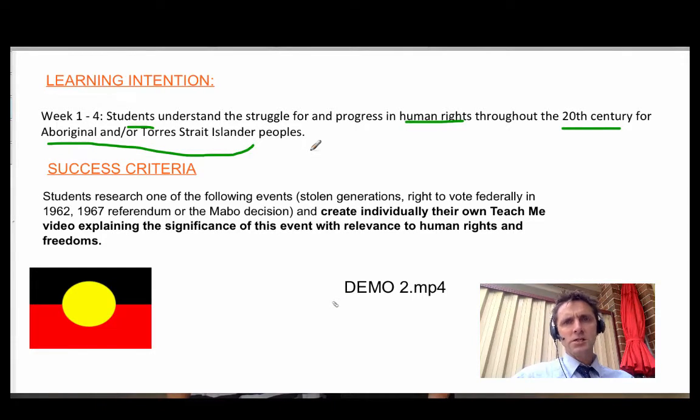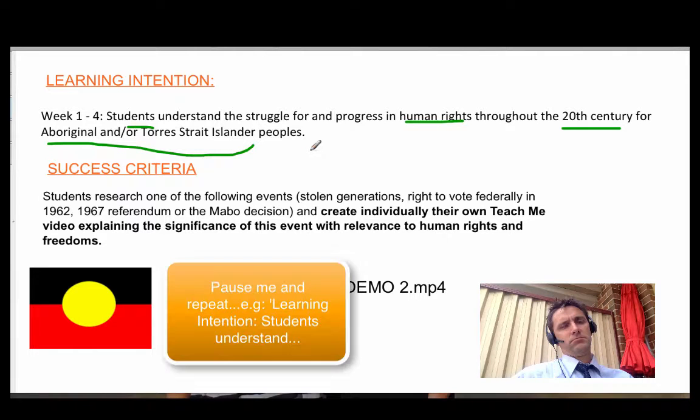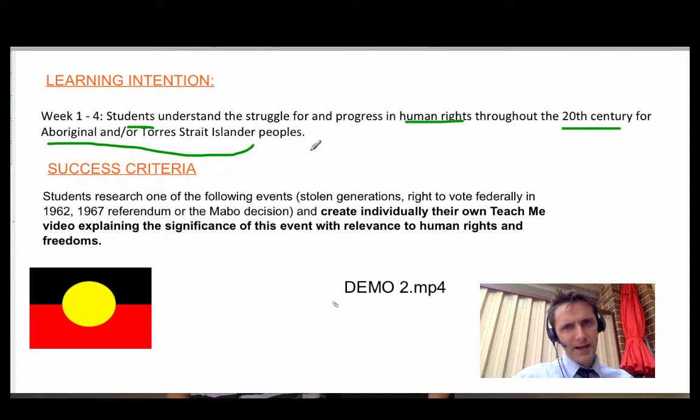Learning intention, go. Okay, I hope you repeated it back. I hope that you are done. Students understand the struggle for and the progress in human rights throughout the 20th century for Aboriginal and or Torres Strait Islander people.